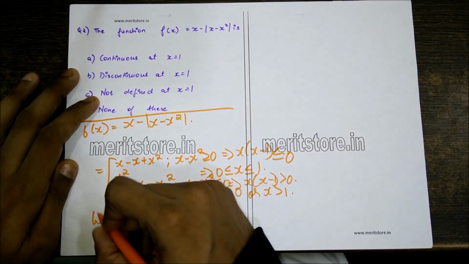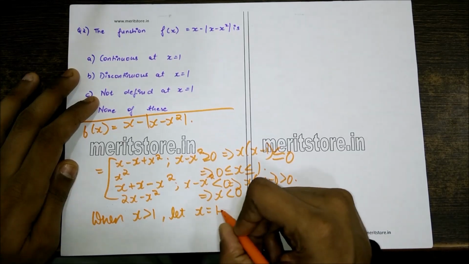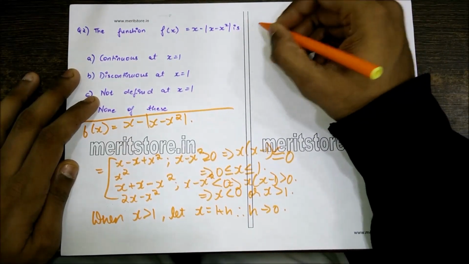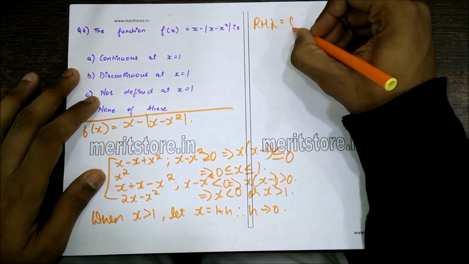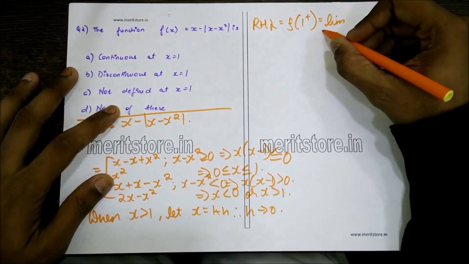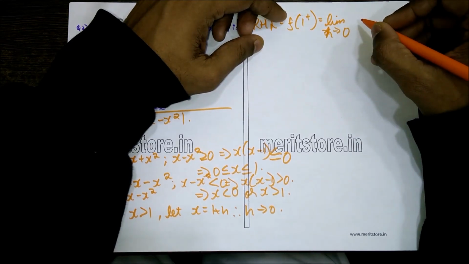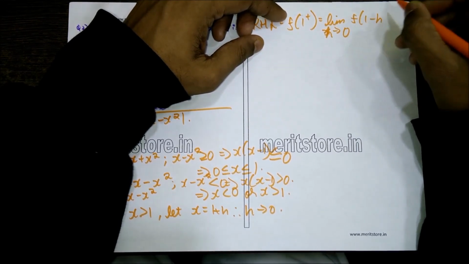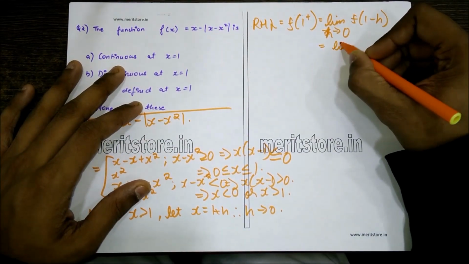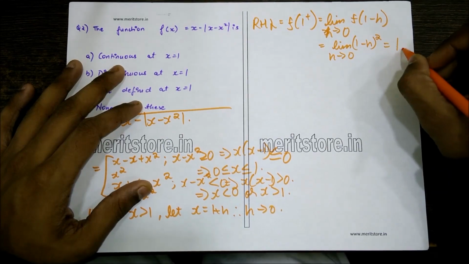Now when x is greater than 1, let x is equal to 1 plus h. So therefore h tends to 0. Then the RHL would be f of 1 plus, equals limit of h tends to 0 f of 1 minus h, which gives us limit of h tends to 0 (1 minus h) the whole square, which is 1.